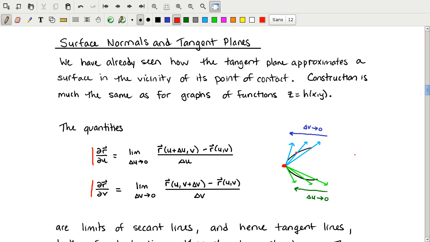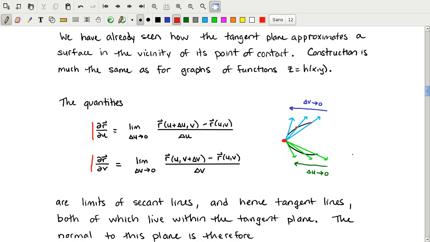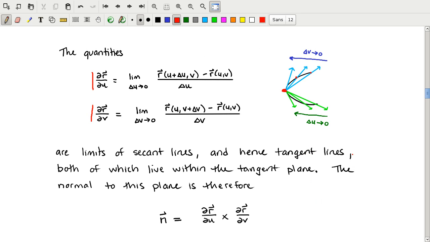And so we should immediately be thinking, how can I construct a plane if I know two vectors which lie within it? I can take the cross product of those two vectors and get a third vector which is normal to either one of them, and therefore normal to the tangent plane. So I calculate dr du cross dr dv. That gives me a normal vector n.